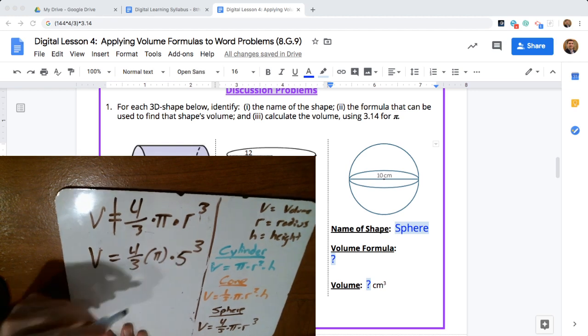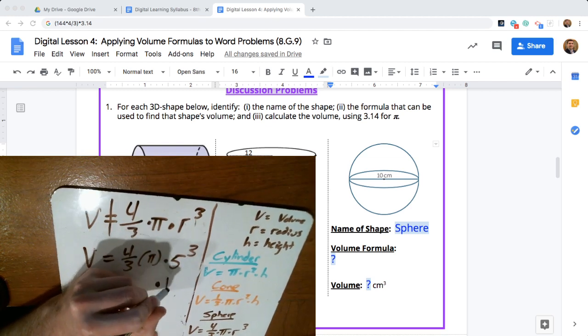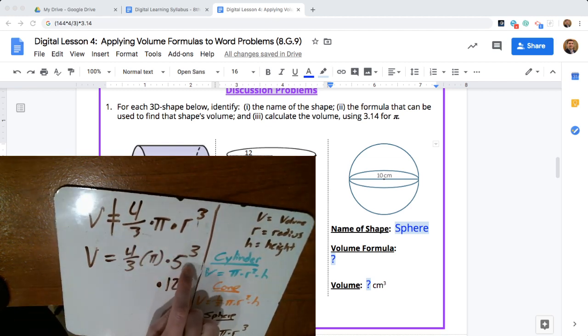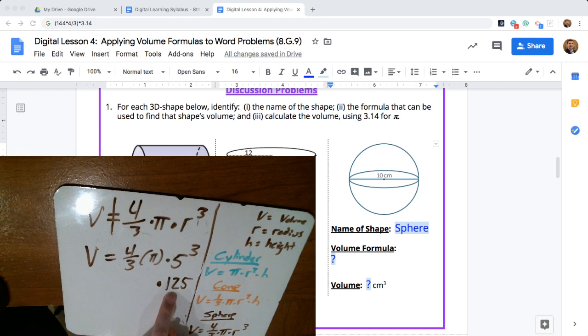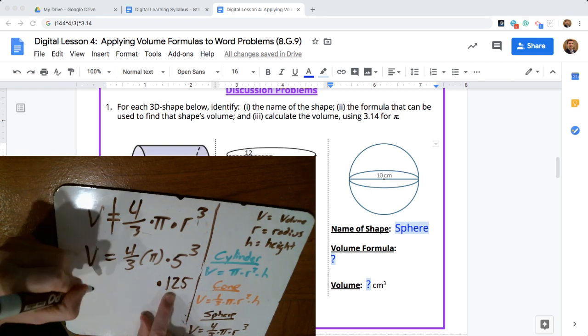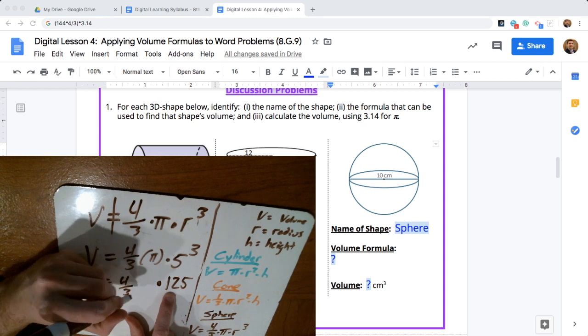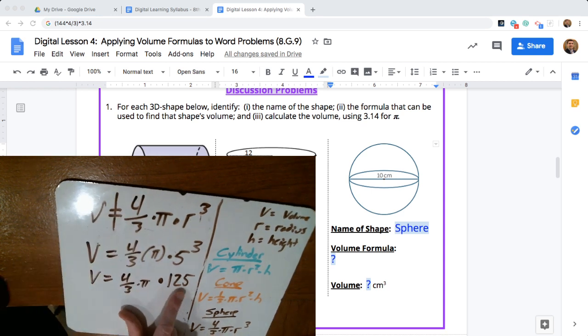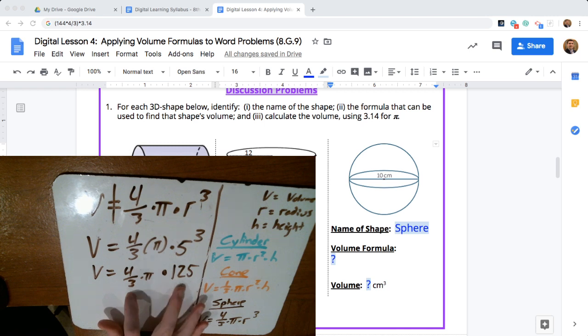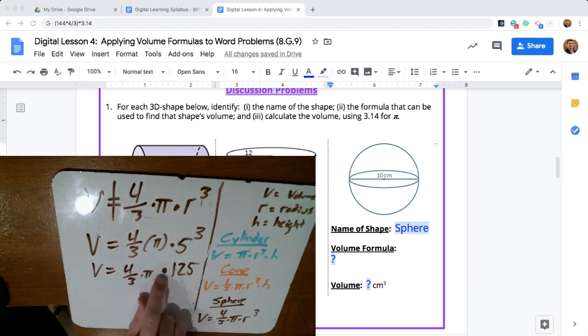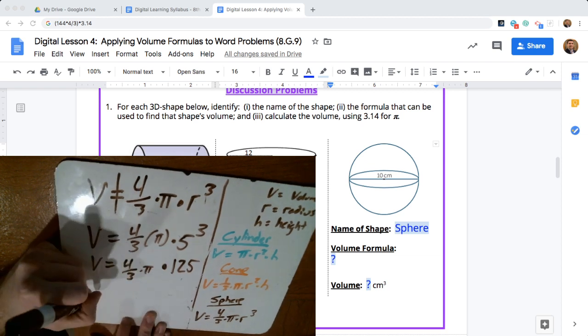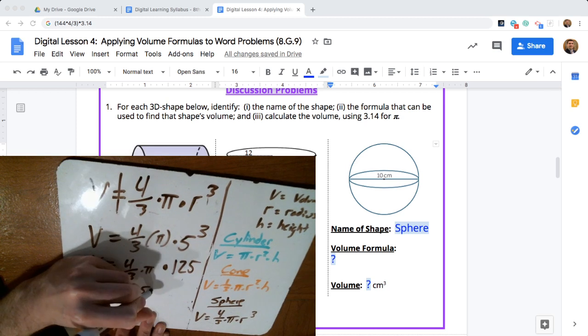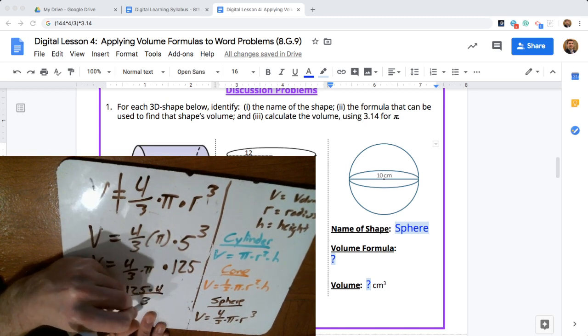5 cubed is the first thing I would do. 5 times 5 is 25. And when I do 25 times the third copy of 5, 25 times 5 is 125 in this case. I have 4/3 and I have pi, so I would probably multiply the rational numbers together first, 4/3 and 125, and then multiply the irrational number pi at the end. So 125 times 4/3 is the same thing as doing 125 multiplied by 4 and divided by 3. That's what multiplying by the fraction 4/3 really means.